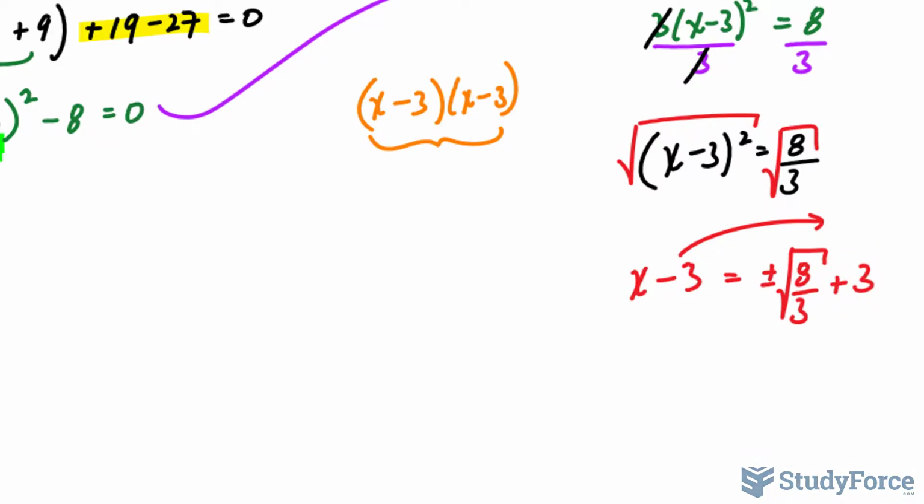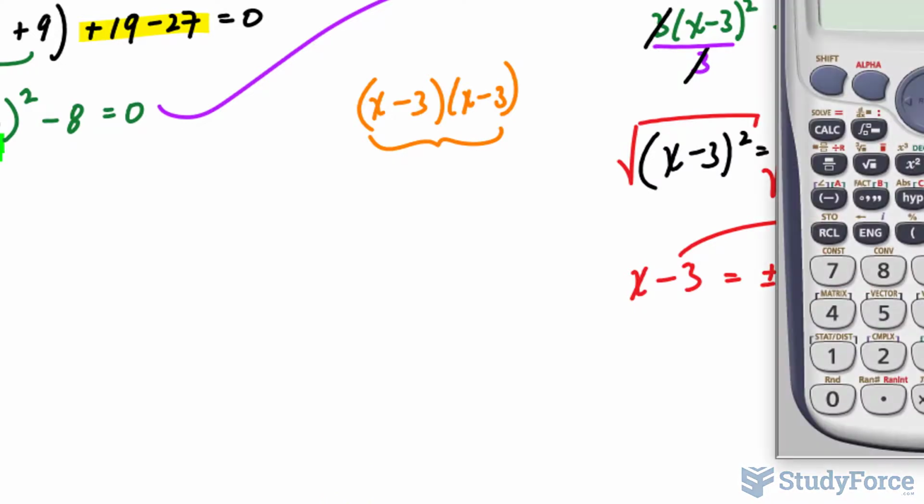And now we have 2 roots. Given that 8 over 3 isn't negative, if this part were negative, that's called the radicand, then you would have no solutions. It's positive here, so no worries.